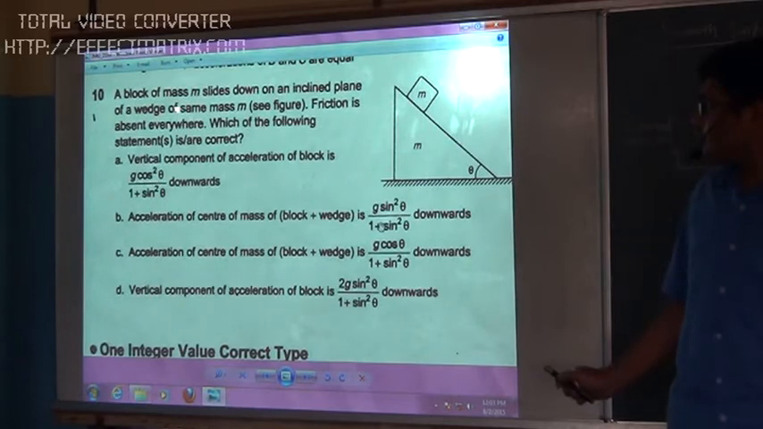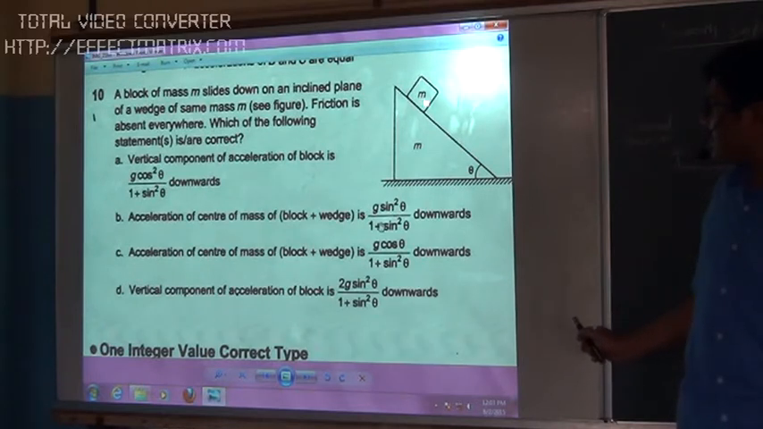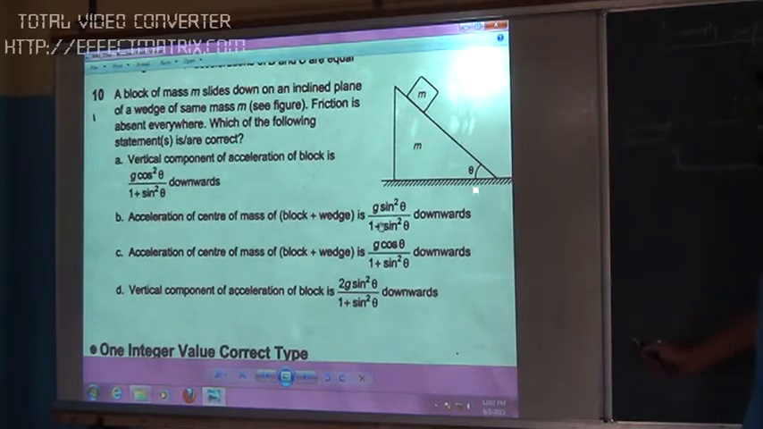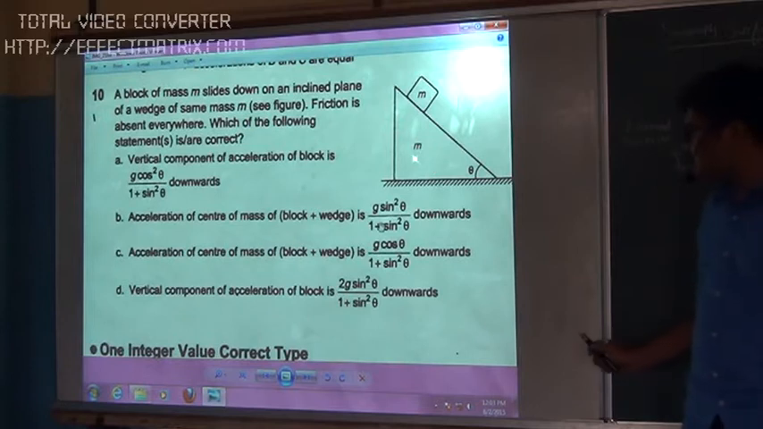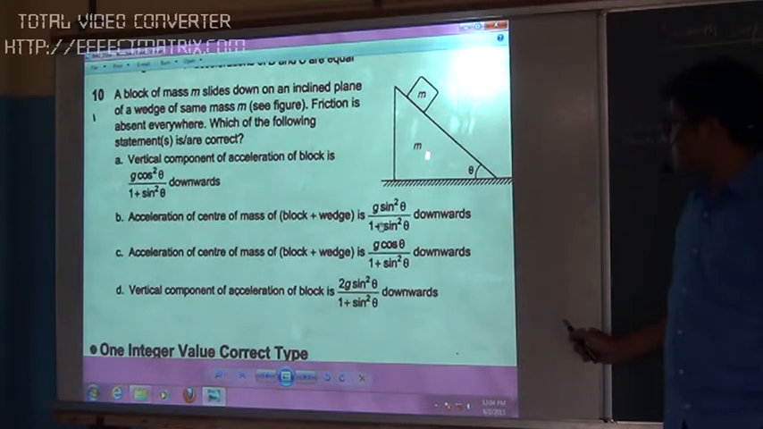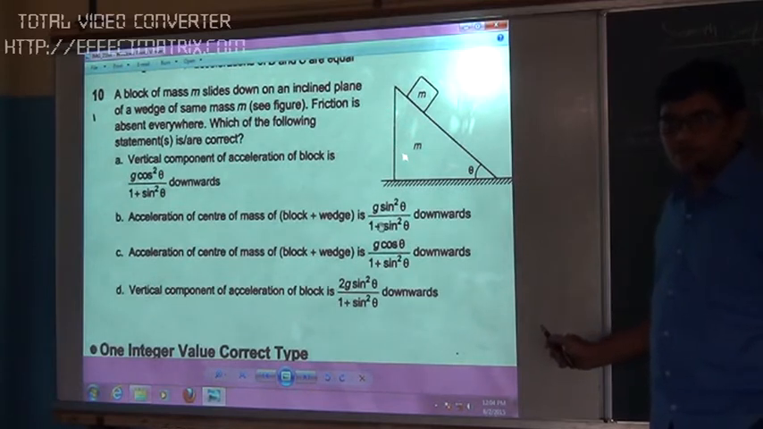What he gave in the question: a block of mass m slides down an inclined plane of a wedge of the same mass m. Friction is absent everywhere. Which of the following statements is correct? You see, beta, this wedge is fixed or not fixed? Not fixed. Okay, this is a block, and all the surfaces are smooth, so we can't expect friction.